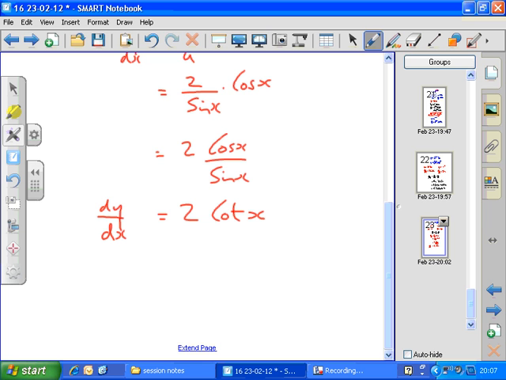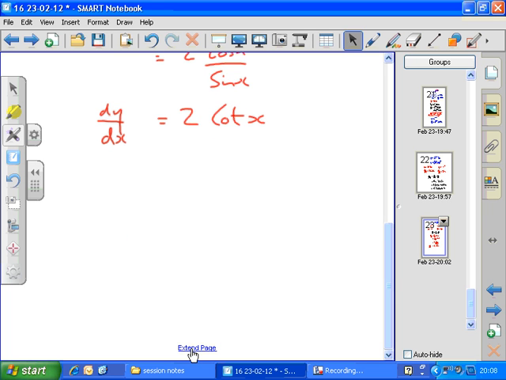Cot is short for cotangent, which is the inverse of tangent. So 2 tan minus 1? No, because tan to the minus 1 means something different, doesn't it? It means the angle whose tangent is. Which is why we need a new word to represent 1 over tangent. Is that not the same as the other? No. A little aside here. I thought 1 over tangent is the same as tan minus 1. But it's a function, so tan to the minus 1 of an angle.